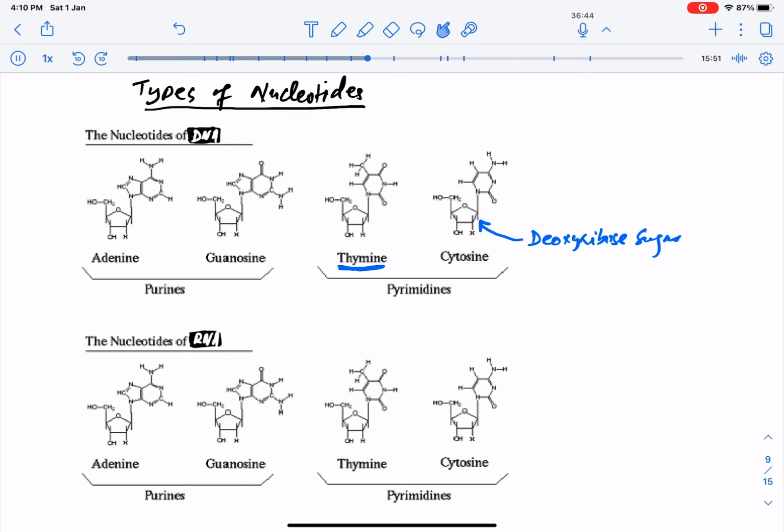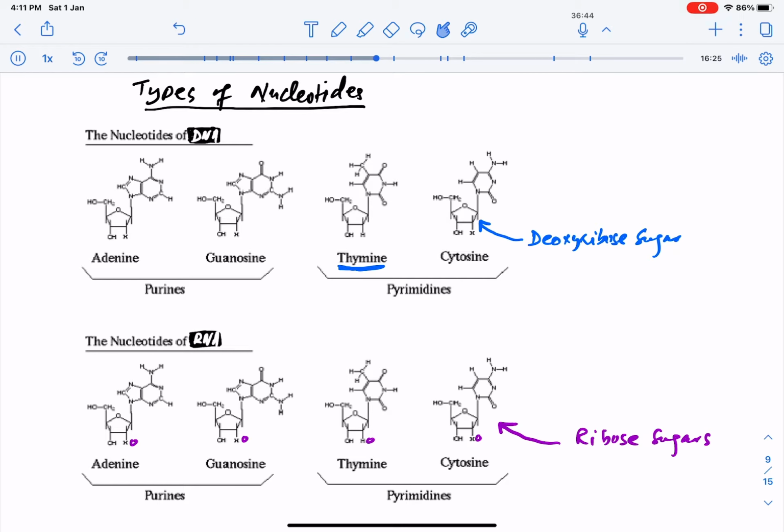Instead of uracil, whereas RNA has ribose sugar instead of deoxyribose sugars. So they would have an OH group on carbon number 2 instead of an H on carbon number 2.